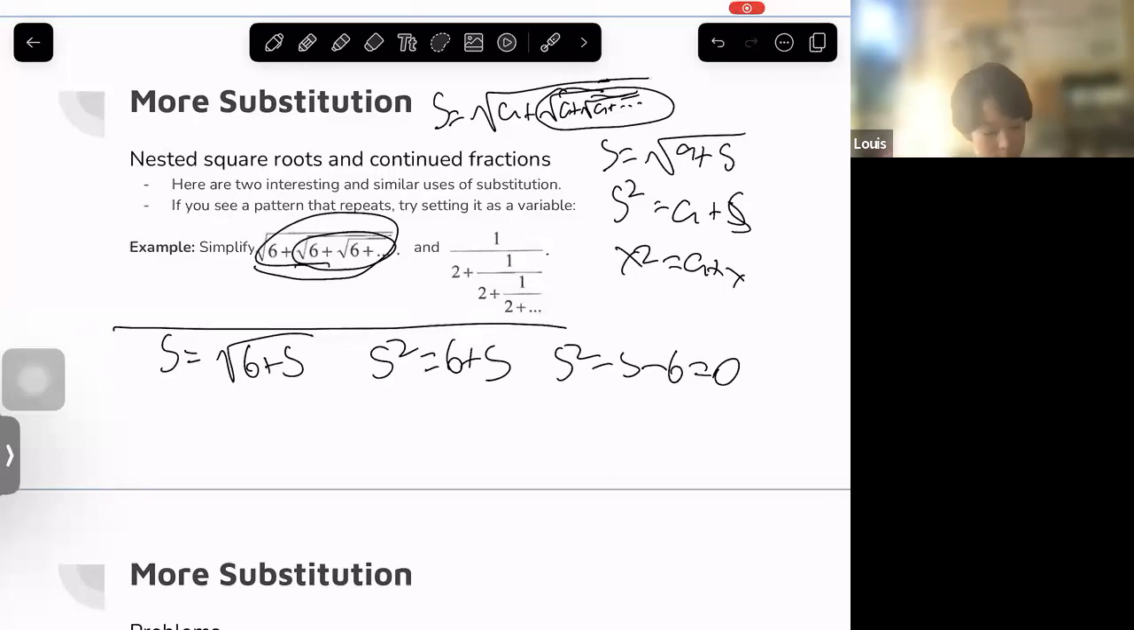And we can just factor it out. It gives us (S plus 2) times (S minus 3). So the roots are S equals negative 2 and S equals 3. But obviously, a square root of a number must equal a positive number, not an integer, a positive number. So S must be 3.